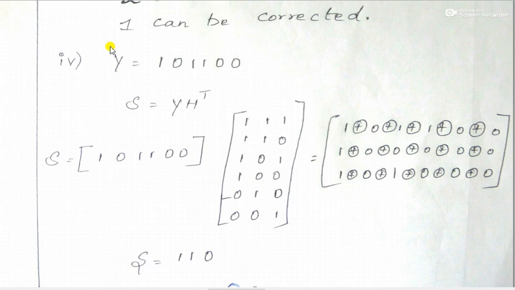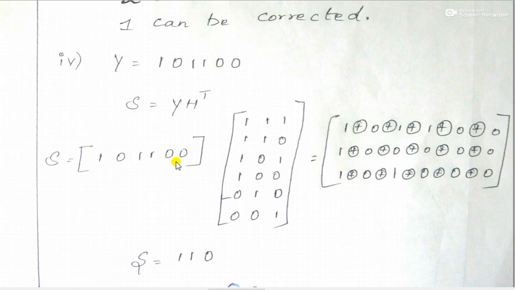So to find the error bits, S is equal to Y into H transpose. S means the syndrome vector, that is equal to Y into H transpose. Y is given in the problem, it is the received code vector 101100. H we found, so from that we can easily write the H transpose matrix, and from this matrix we can find out the value of S.